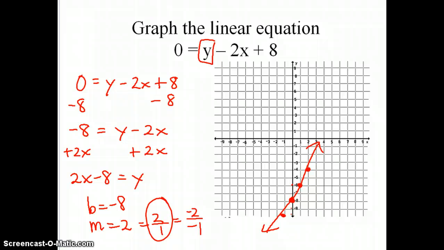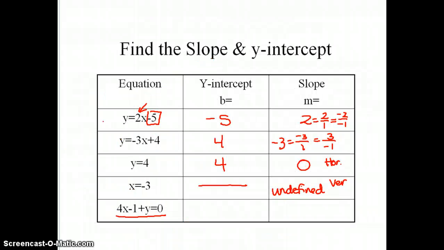That concludes the portion of our examples with graphing and using slope-intercept. So I'd like to go back to our chart. If I'm looking at this last problem right here, 4x minus 1 plus y, most everyone should recognize that in order to find the y-intercept and the slope, I need to put this in slope-intercept form. I would subtract 4x from both sides. So I'd have negative 1 plus y equals negative 4x. I would add 1 to both sides. So y is equal to negative 4x plus 1.